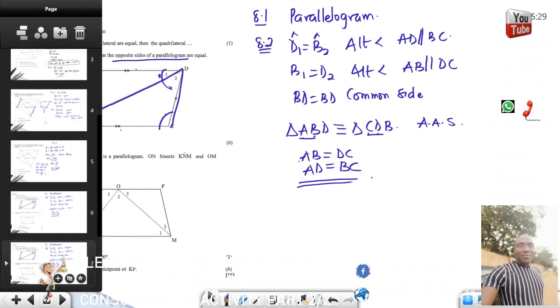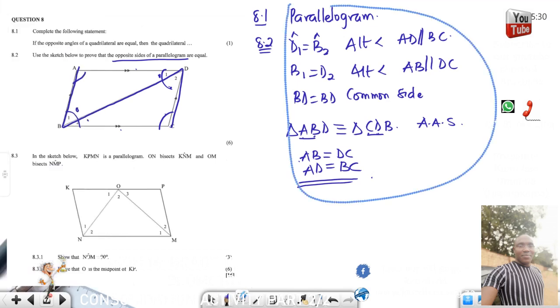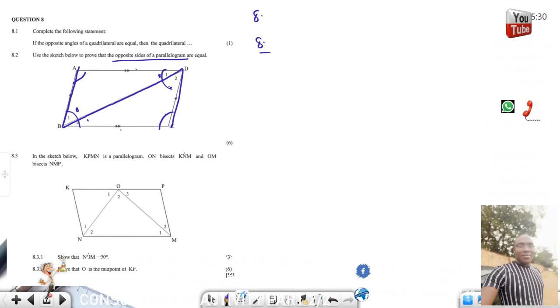8.3. Let's just have a new page for 8.3. In the sketch below, KPMN is a parallelogram. KPMN. You have to read with ease.